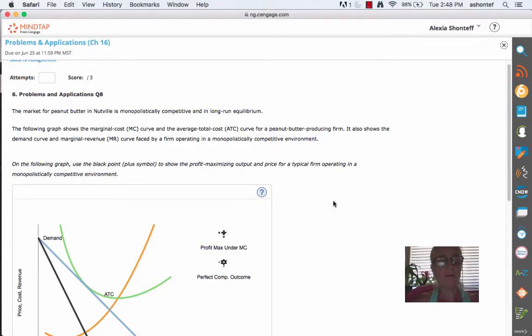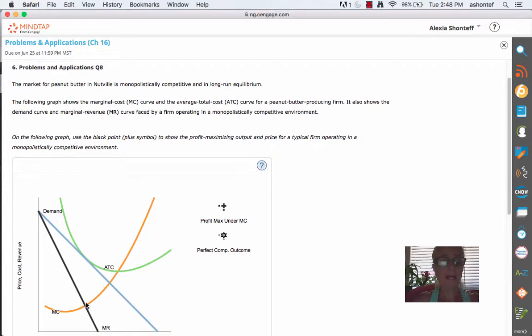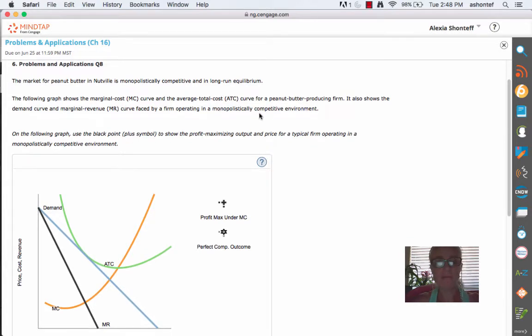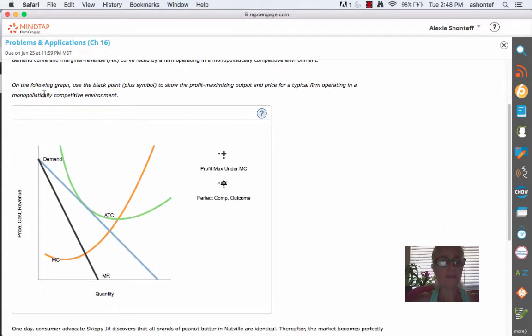Okay, let's see. So question number 6, you're told, again, they're in monopolistic competition in the long run. So just like the previous question, the same scenario. And in this case, they've actually given you the picture. The following graph shows the marginal cost curve and average cost for peanut butter, and shows demand and marginal revenue. It says on the following graph, use the black point to show the profit maximizing output and price for a typical firm in monopolistic competition.